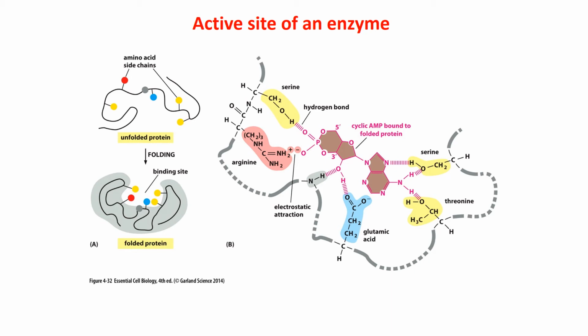In this example, we're looking at an enzyme, and the enzyme has various residues that can form hydrogen bonds and other electrostatic interactions in positions that correspond exactly to the substrate, cyclic AMP's structure and orientation in that binding site.